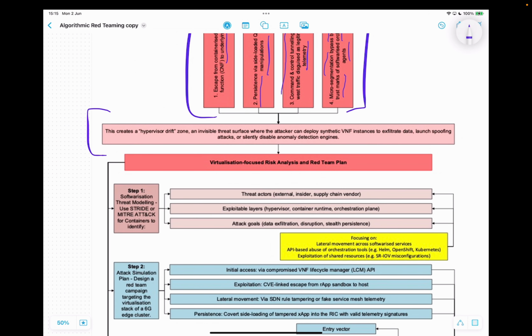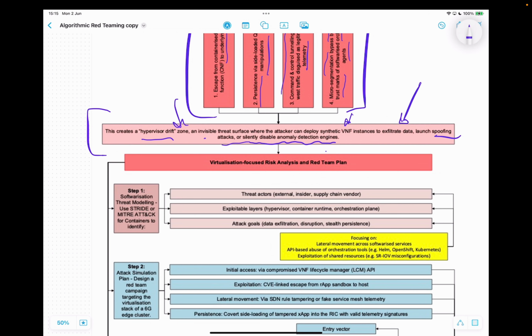But what does it do? This creates a hypervisor drift zone, an invisible threat surface where the attacker can deploy synthetic VNF instances to exfiltrate data, to launch spoofing attacks, or silently disable anomaly detection engines.